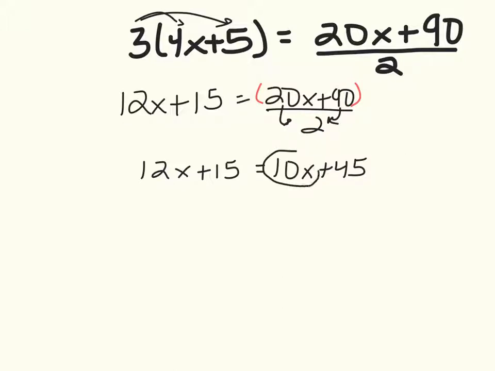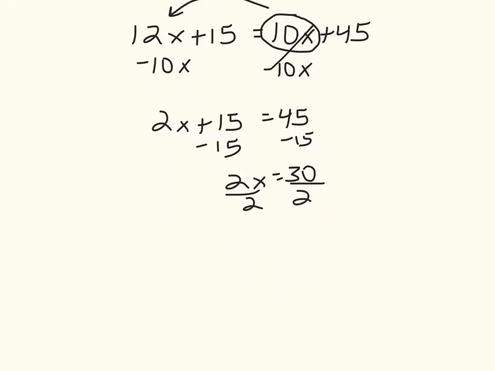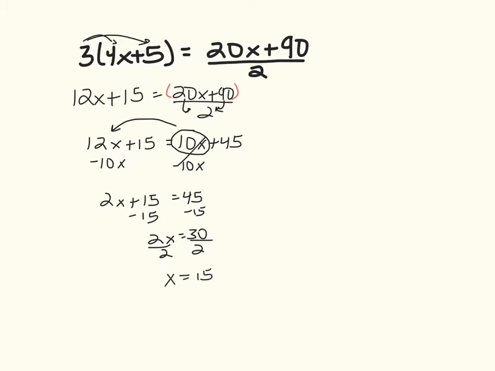From here, I've got a positive 10x. Then I'm going to move it to the other side. The opposite of positive 10x is minus 10x from both sides. That goes away. And I get 2x plus 15 equals 45. Please notice I rewrote the problem. Subtract 15, and I rewrite the problem. Divide both sides by 2. Ooh, I ran out of space. I'm going to roll on down and use up more space. X equals 15. Let's zoom out and put this to the side.